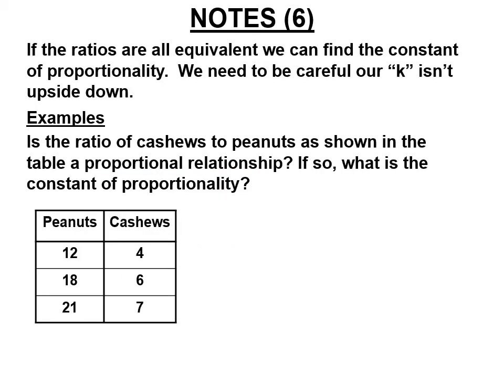If ratios are all equivalent, we can find the constant of proportionality still. All right, now we got to make sure we do it the way we said. Cashews to peanuts. So cashews has to go up top, peanuts on the bottom. There's 2 ways to tell. The right side goes up top, the first word goes up top. So there's 2 ways telling you it has to be cashews to peanuts. All right? Otherwise, if you go too quickly, you can have the thing upside down. And if it's upside down, it's 100% wrong.